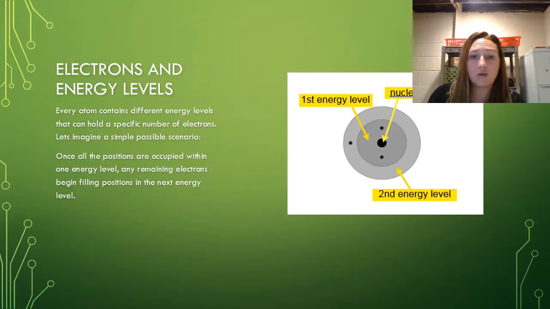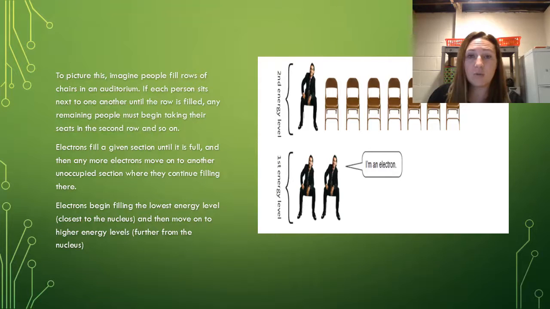So electrons and energy levels. Every atom contains different energy levels that can hold a specific number of electrons. So we're going to talk about a possible scenario that might make more sense to you, showing how they fill each position until they're full, and then they move into the next energy level. So to picture this, we're going to use chairs and people as electrons. So people fill rows of chairs in an auditorium, and they sit side by side until each row is full, and then they have to move on to the row behind them.